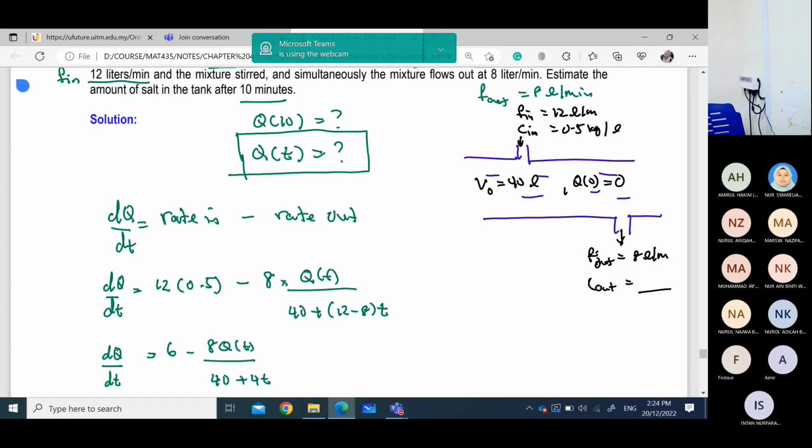Okay, boleh ada soalan tak? Faham tak? Belakang boleh ikut?